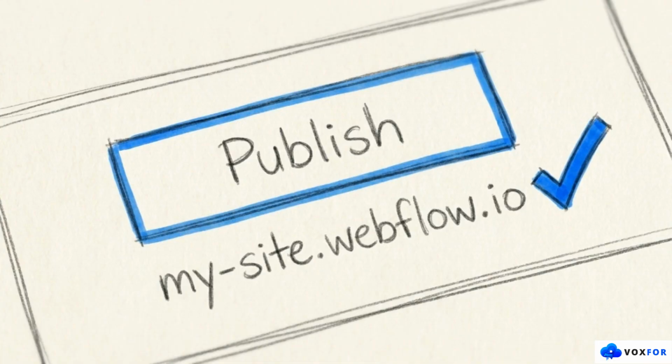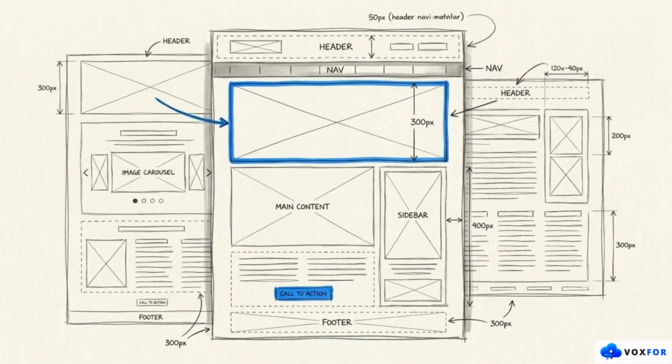When you're ready, hit Publish. The free Webflow staging subdomain generates a live, shareable link instantly. Establishing this structural baseline is the first step towards building more sophisticated sites.